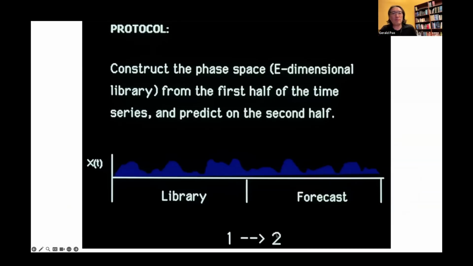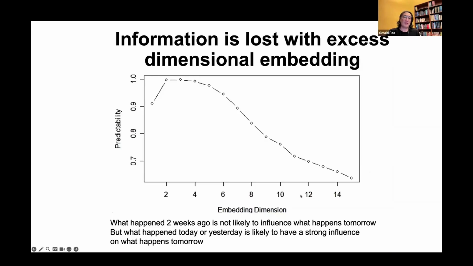So typically what we do to test these models is we take half the time series, make it into a library, make this delay embedding, and then try to predict the second half. And then we see how well we do. If you actually do this, you can see that in this particular case, with 2 dimensions, you get this line, and with 3 dimensions, it becomes better. In 4 dimensions, it's still about the same, and then it starts degrading.